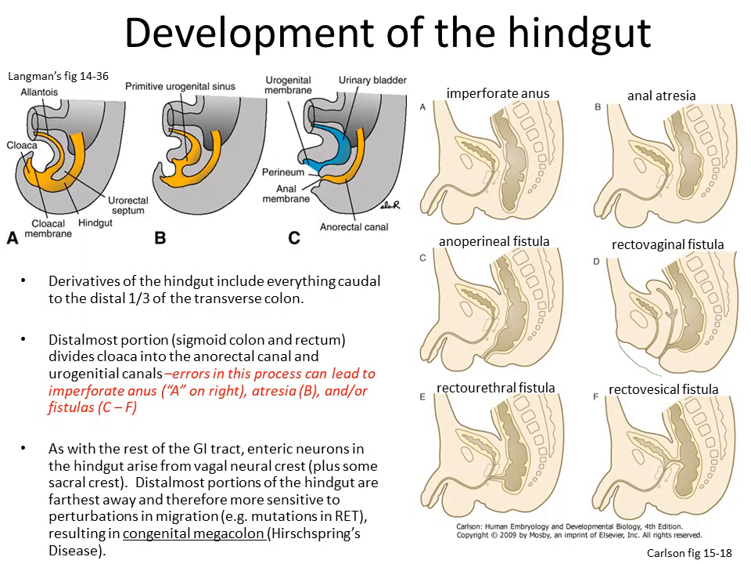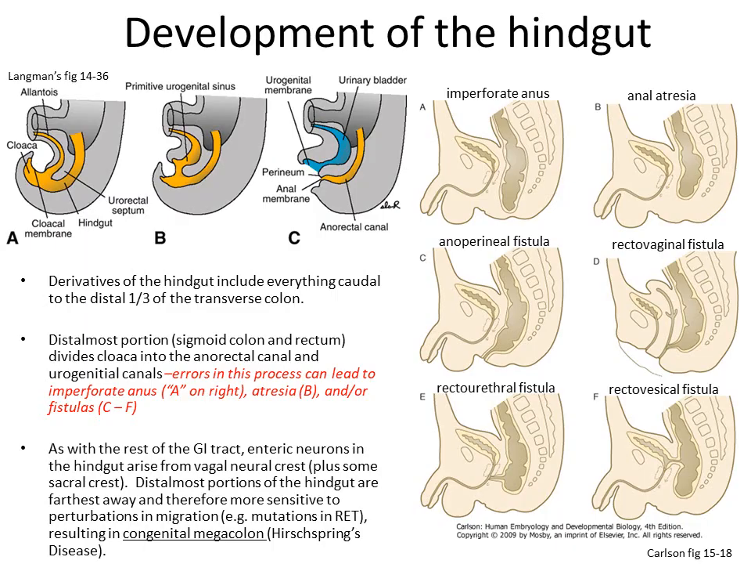You can see in these pictures imperforate anus in A, atresia in B, and fistula in C up to F. In A you see imperforate anus, in B anal atresia, and from C you can see a perianal fistula, different types of fistula: retrovaginal fistula, retrovesical fistula, retrourethral fistula, and so on.